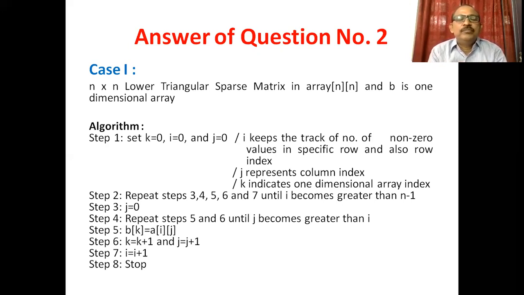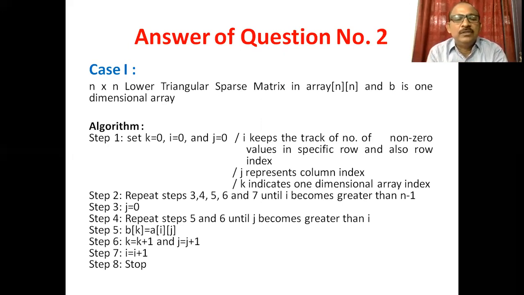Step 2 is a repetitive statement. Here we repeat steps 3, 4, 5, 6 and 7 until i becomes greater than n minus 1. Step 3, j is equal to 0. Step 4, again a repetitive statement: repeat steps 5 and 6 until j becomes greater than i. Step 5, we will store the elements of the lower triangular sparse matrix into the one-dimensional array. Step 6, here we increment the index of k by 1 and index of j by 1. Step 7, i is equal to i plus 1.